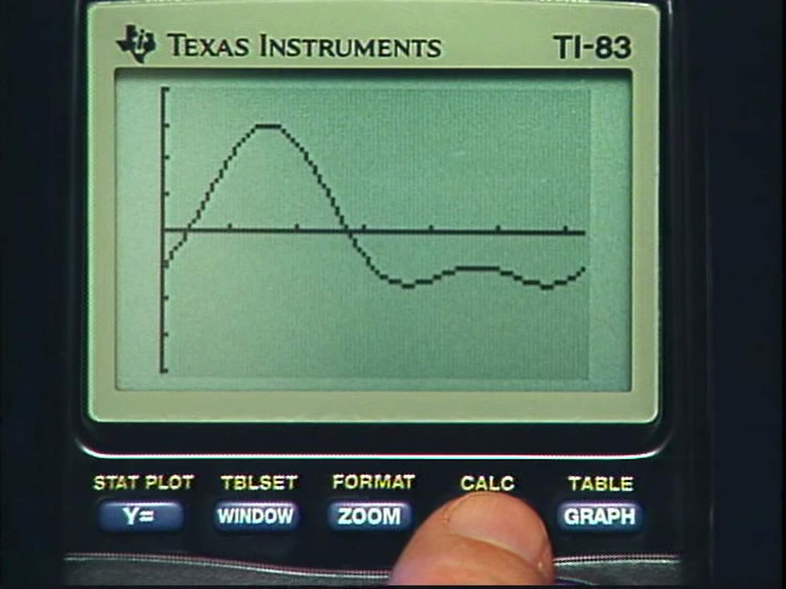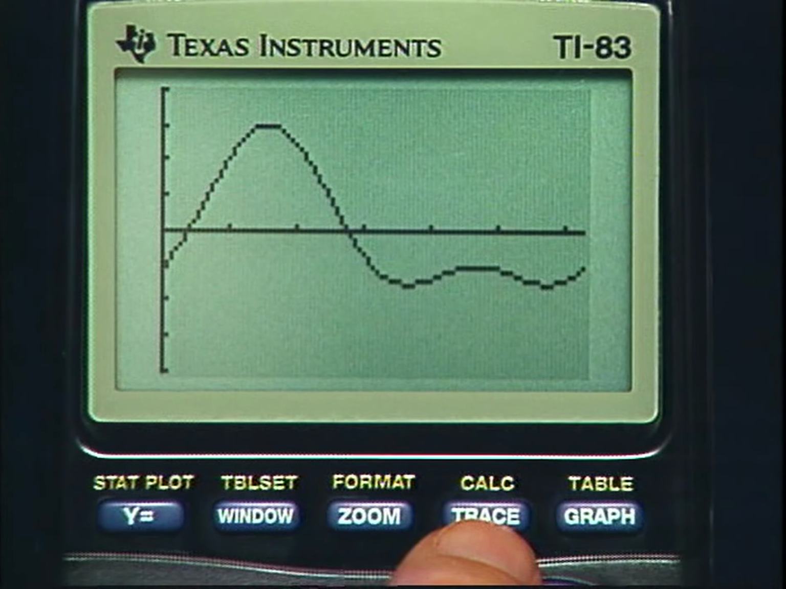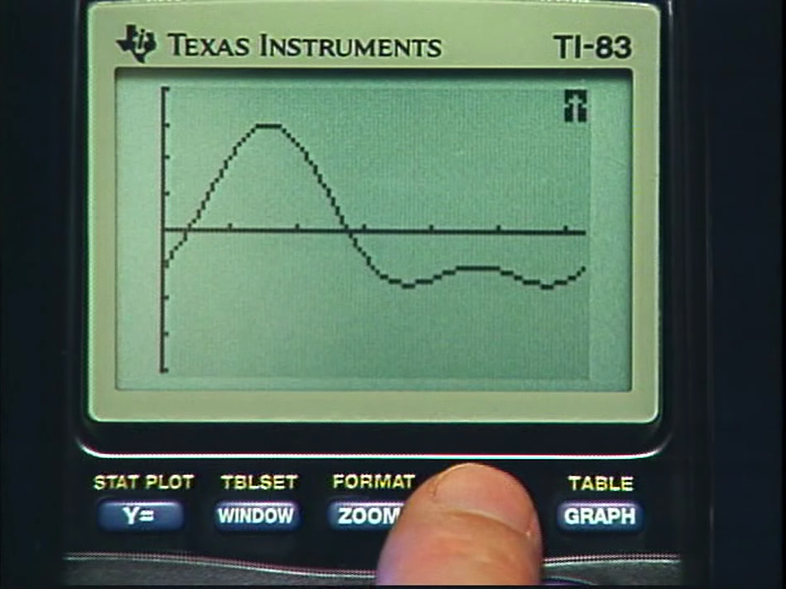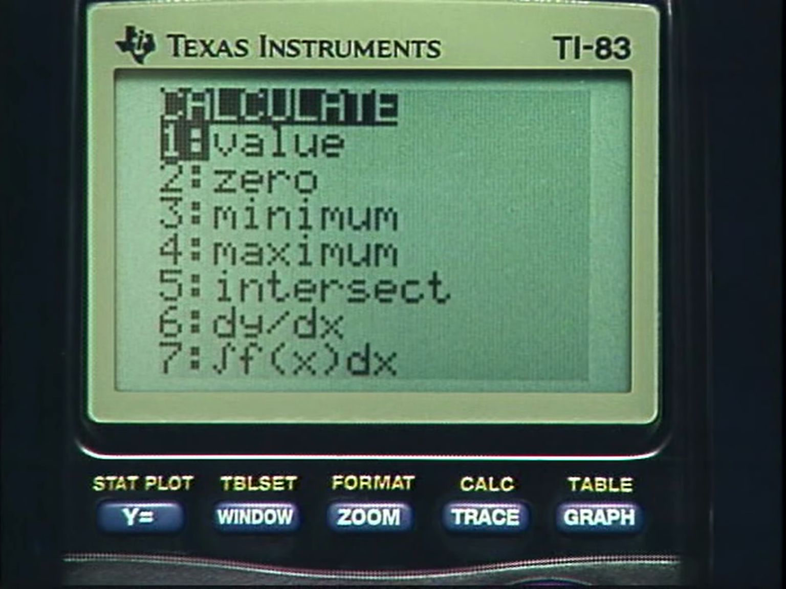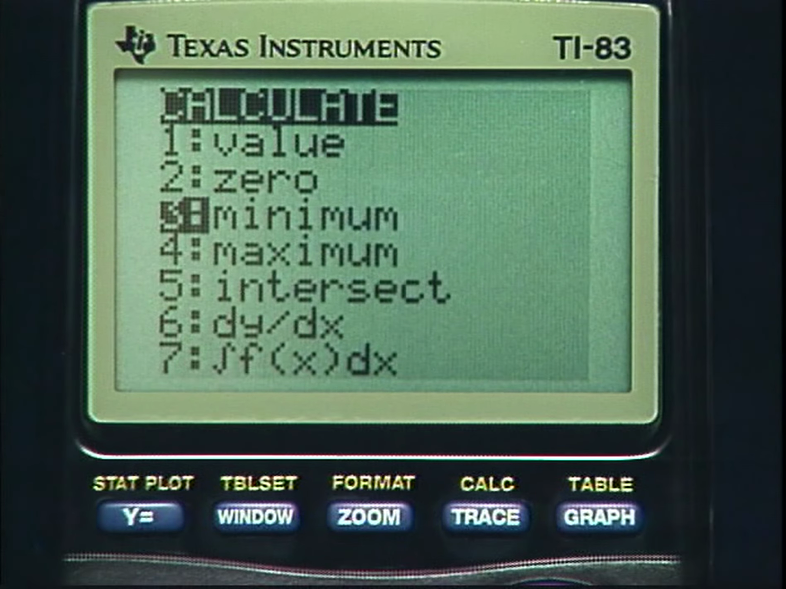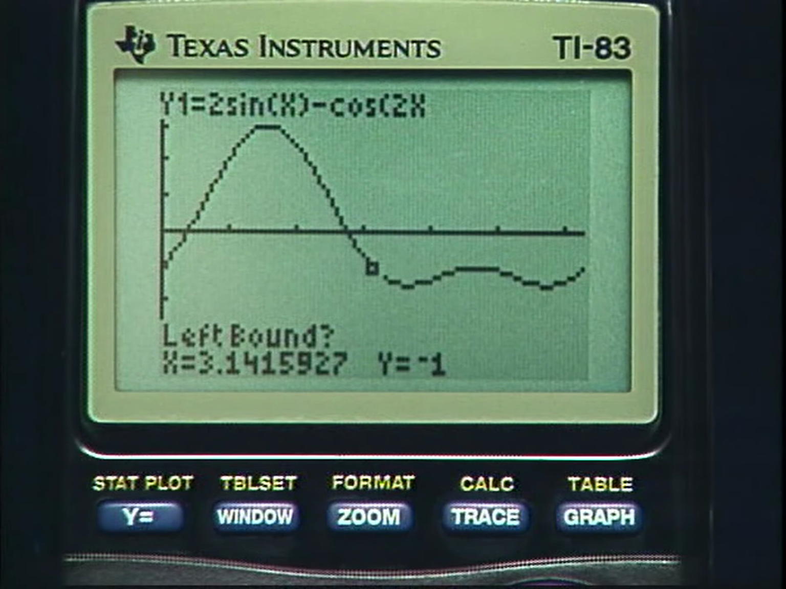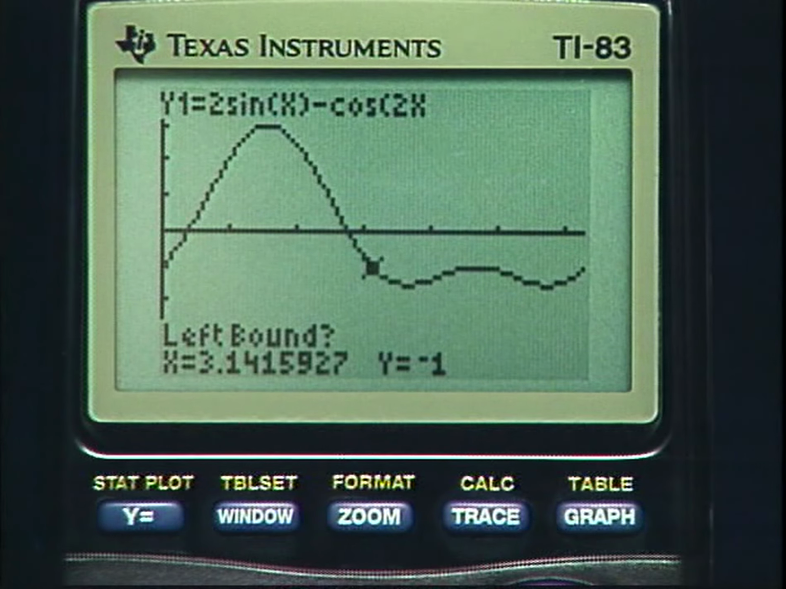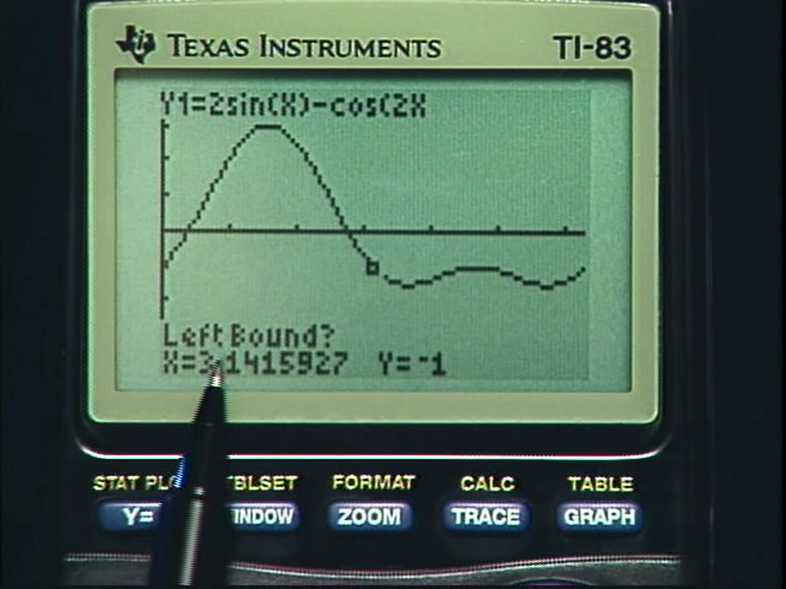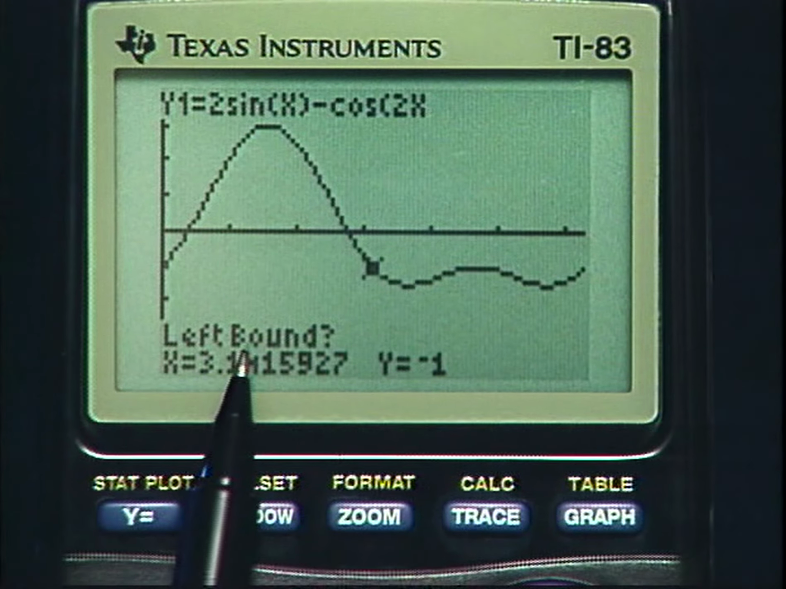But at any rate, to make the calculation, we simply do this. We want the CALC menu, which is the second function on trace. So we press second trace. And now we cursor down. Now notice we have options for minimum and maximum. I'm going to press enter here with the maximum, and it is prompting us to select a left bound. You see that the calculator wants to calculate a maximum within a certain interval.